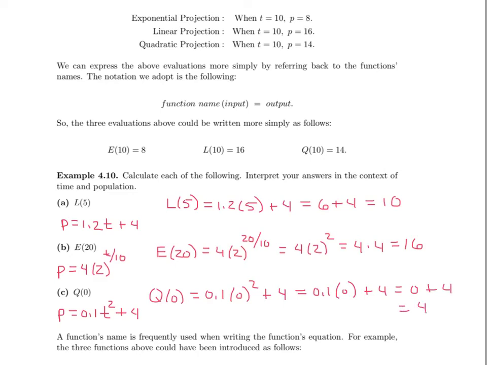Now let's interpret this. The 0 is a t value, an input value. It represents years. So we're talking about 0 years into the future, which would be effectively right now, I guess. So we're saying right now, or at the current or present time, the function Q estimates the size of the population to be 4,000 individuals.